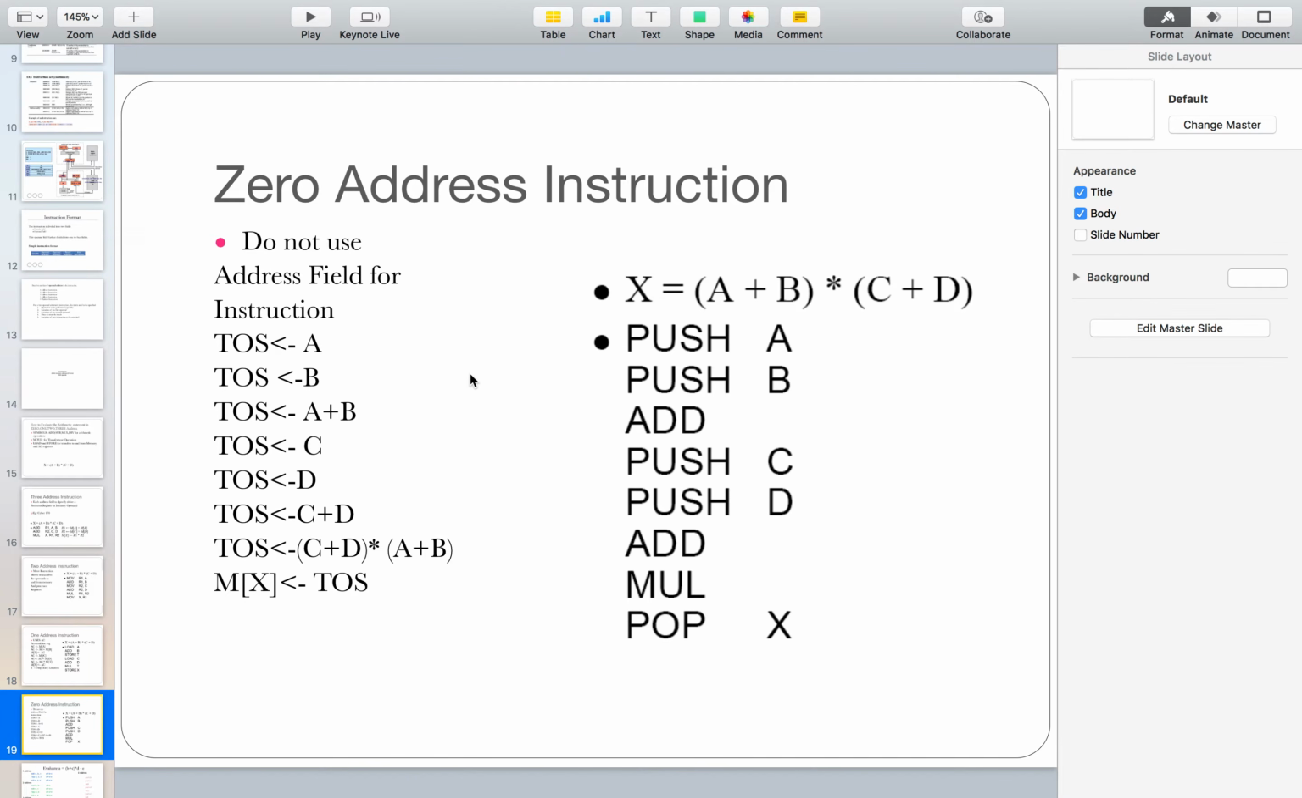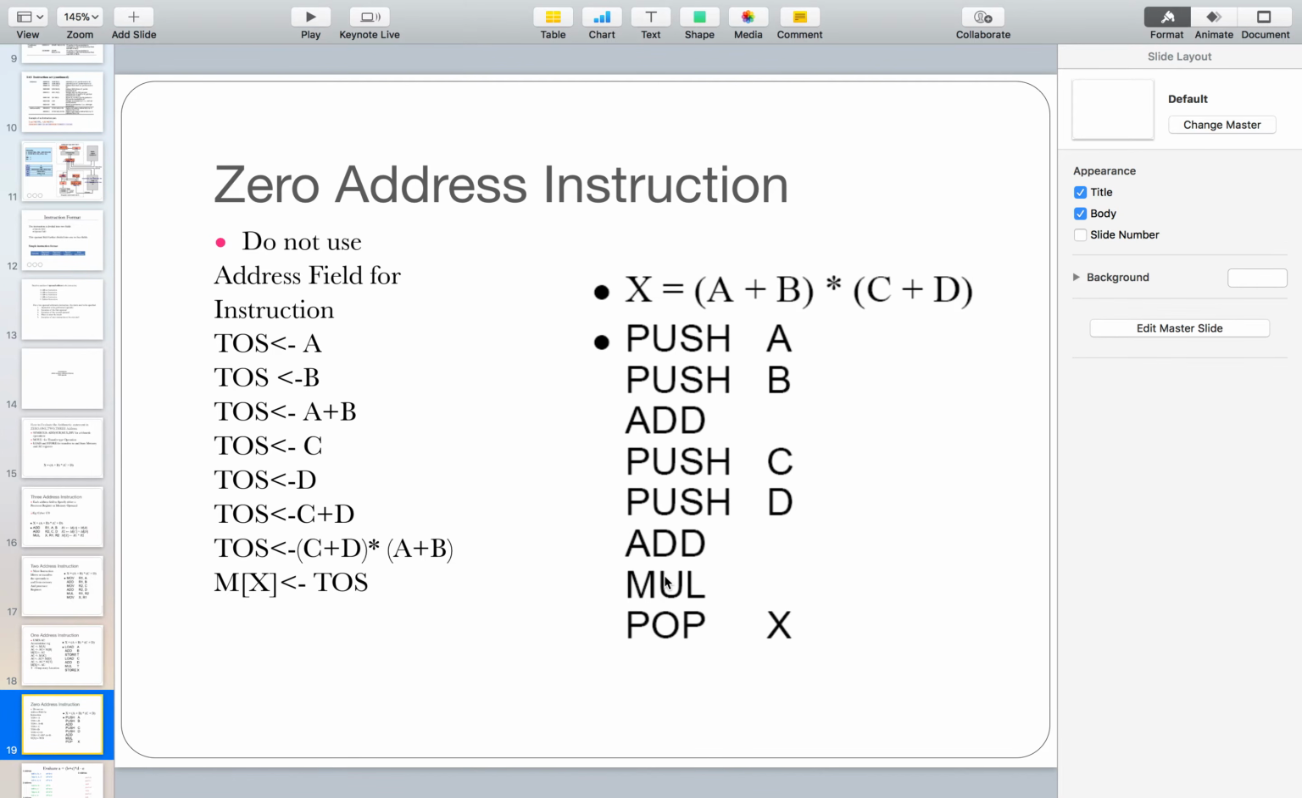Zero address. This is basically used for stack operations. Zero address is when I just need to use a stack to perform this set of operations, because there is no use of a register. I just need an empty stack. So push A, push B, and I add them. Push C, push D, and I add them. And when I give multiply, I get the value. And when I give pop, it has been popped out of the stack, and I get the final result.